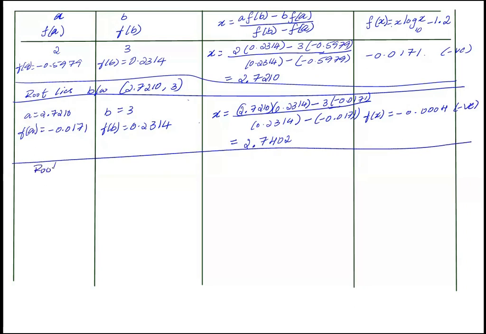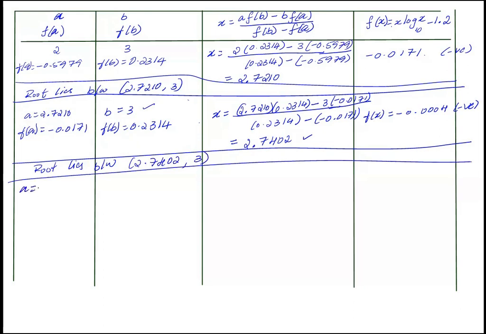So the root lies between this value and 3, that is 2.7402 and 3. So the value a changes to 2.7402. F of a is minus 0.0004, that is the f of x value, that is f of a, and b is 3, f of b is 0.2314.